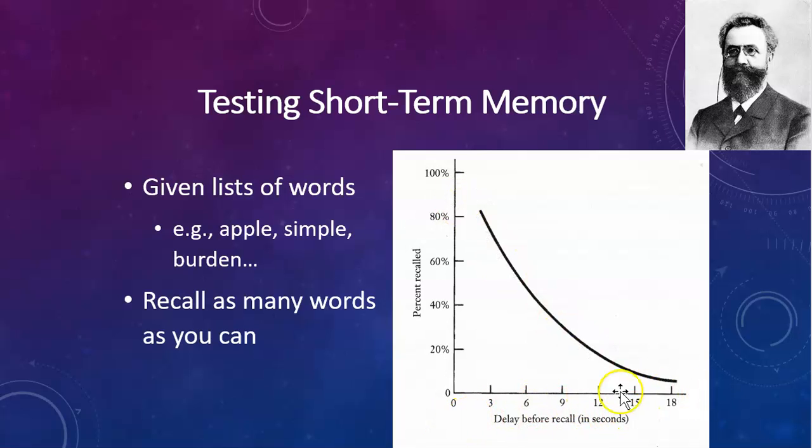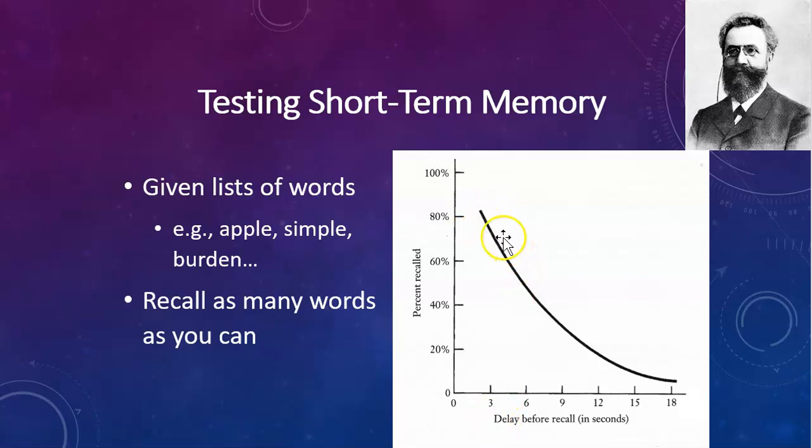Down on the x-axis we have the delay before recall, so how long after you heard a list of words that you're asked to recall, and this is in seconds. And then on the y-axis, we have the percent recall. So if we have, say, 10 words, then after just 3 seconds, you'll be able to recall 8 of those words, so 80%.